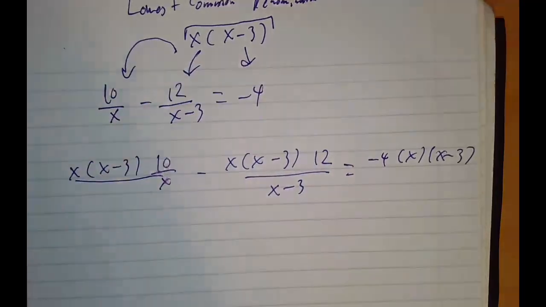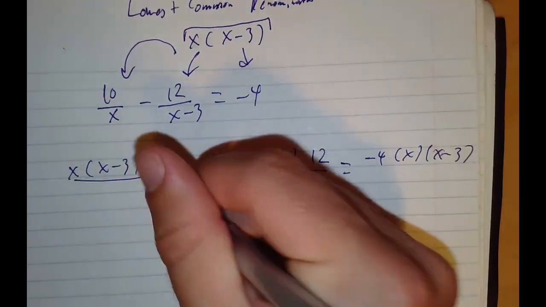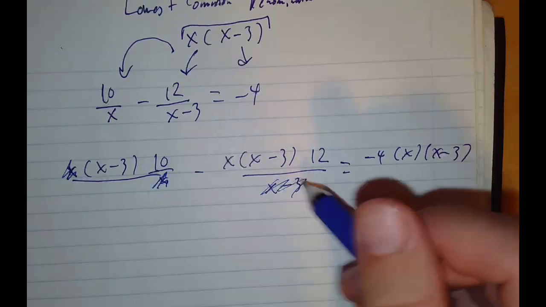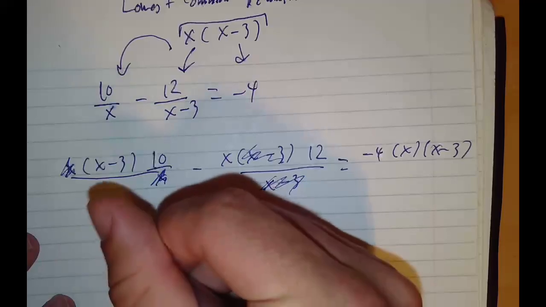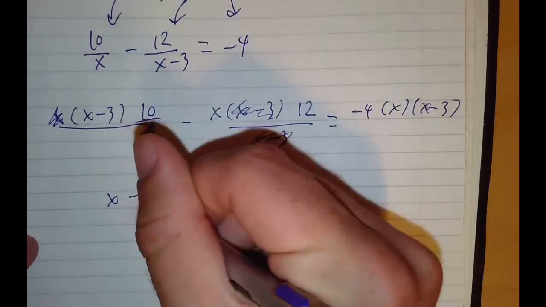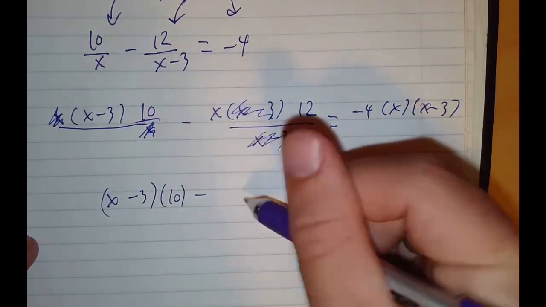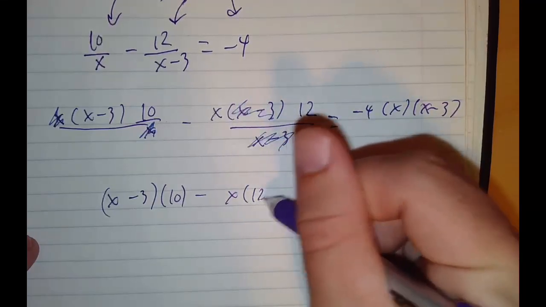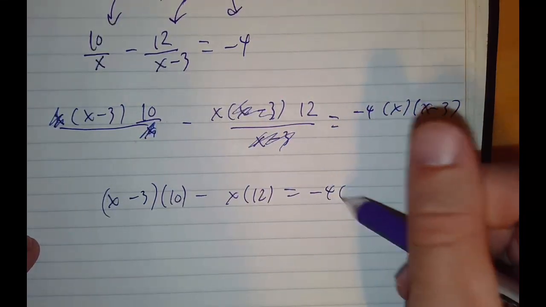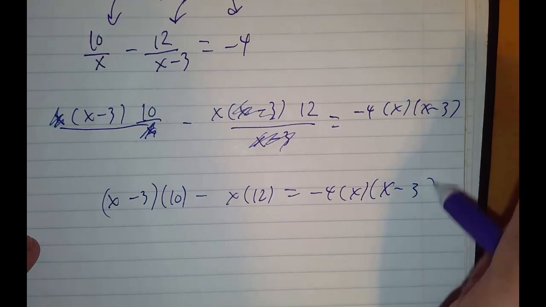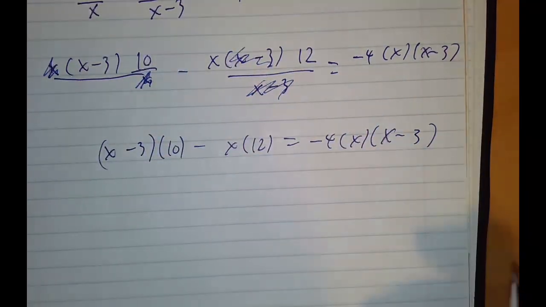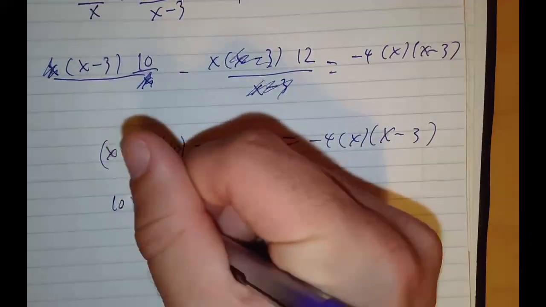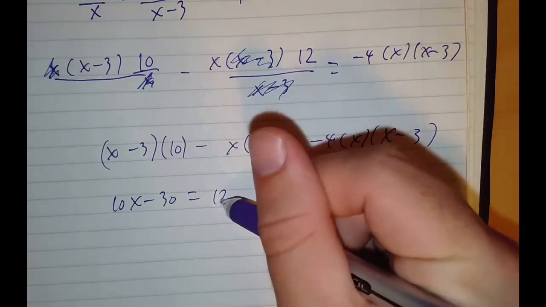And then what's going to happen is this x here will cancel with this x, and this x minus 3 will cancel with this x minus 3. So after we simplify, we'll have x minus 3 times 10 minus x times 12 equals -4x times x minus 3. We're not done. We still have to solve this. So you are going to distribute and simplify as the next step. So we're going to have 10x minus 30 equals 12.